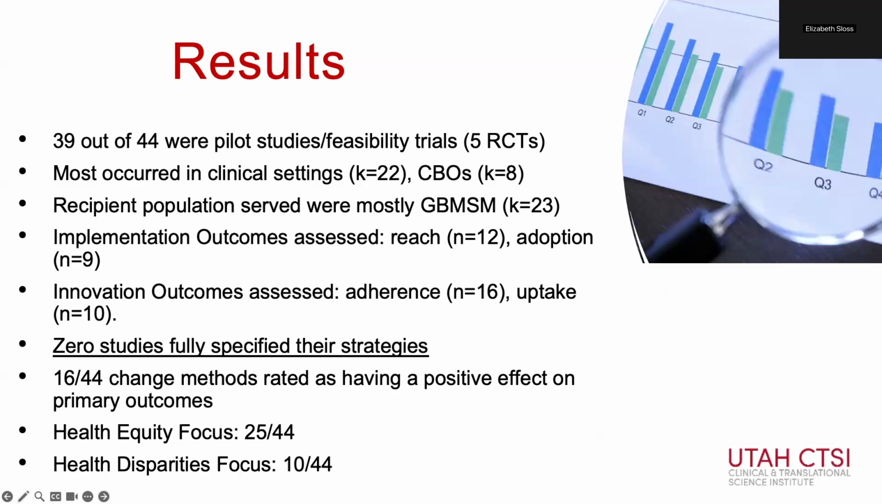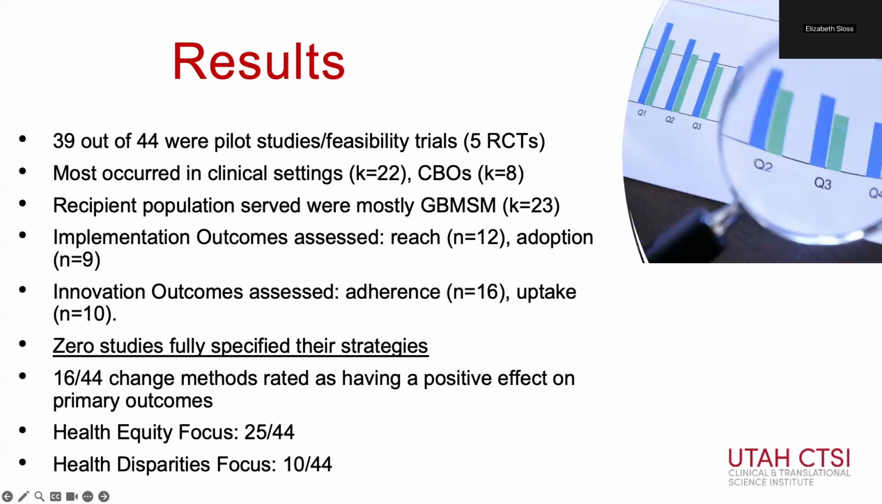So there were 0 studies that fully specified their strategy. We ended up shifting the coding into like, how confident are you that this element is present? It's not a great code, but we just didn't have any data to share. Like, I think there was like 4% of people talked about the actor. This is very low. And so we ended up dropping that. And only 16 out of 44 had a positive effect on primary outcomes.